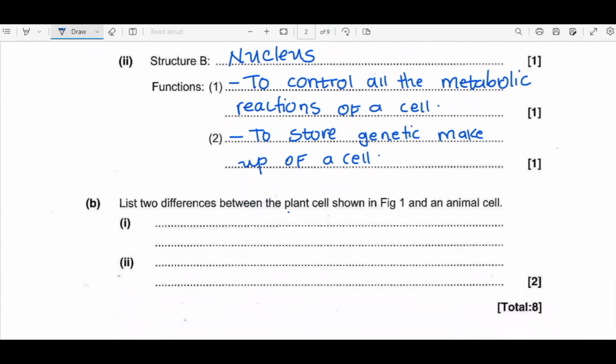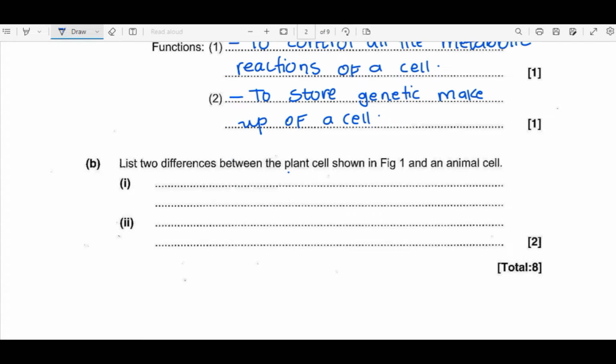Then we move on to question B. Under question B, list two differences between the plant cell shown in figure 1 and an animal cell. So the first one, we can look at in terms of the shape. We can now say plant cell is regular in shape, while animal cell is irregular in shape.